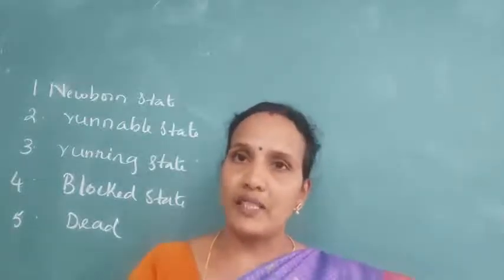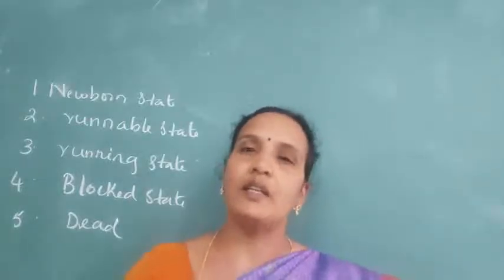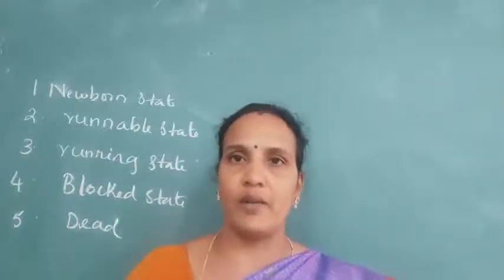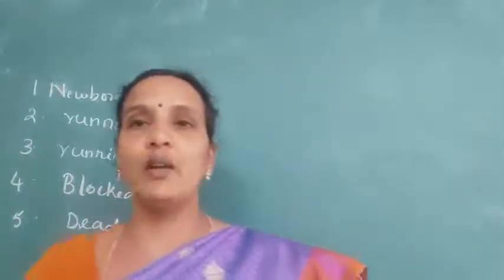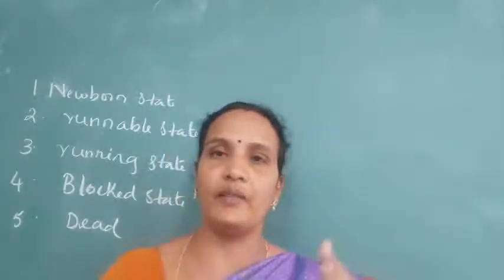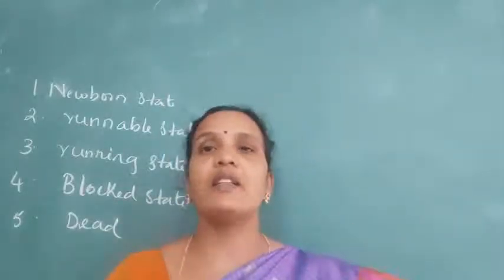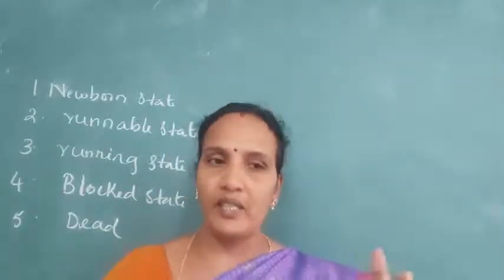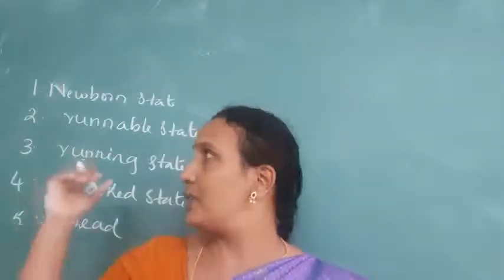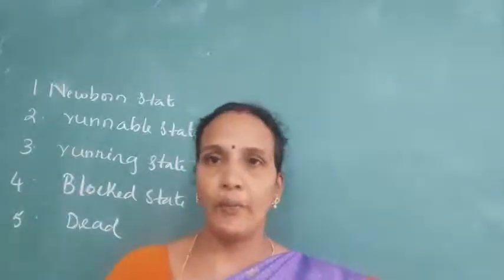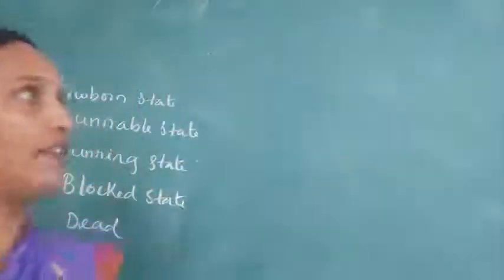And when the thread completes its execution, that is called a dead state. So these are the different stages involved from when a thread starts to when it completes its execution, from the newborn state to the dead state. We have these five states.